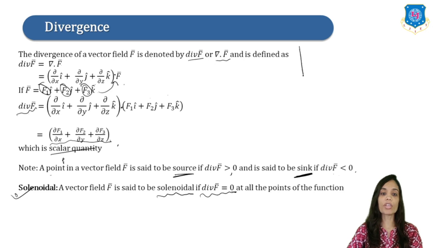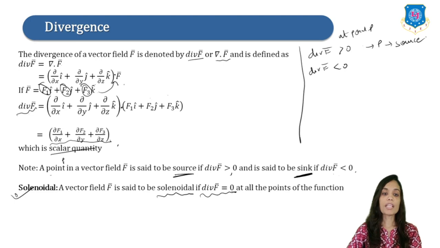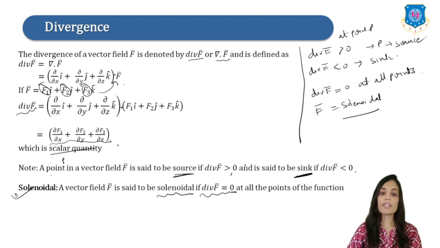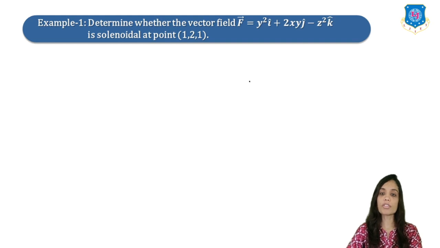So here we have studied three things. If divergence of f bar is greater than 0 at point P, then this P is known as a source. If divergence of f bar is less than 0, then it is known as a sink. Now, if divergence of f bar is equal to 0 at all points, then f bar is what? A solenoidal vector field. Okay. Next, let us study a few examples of divergence.